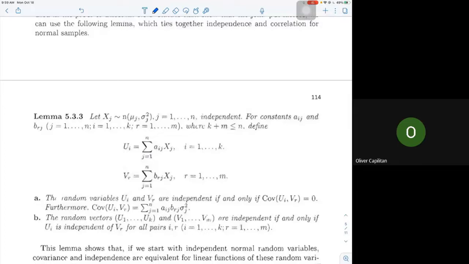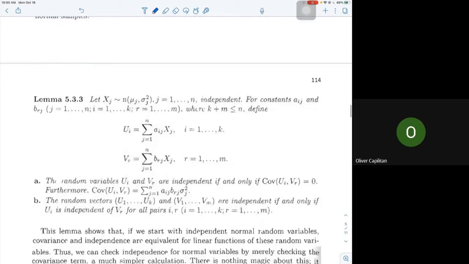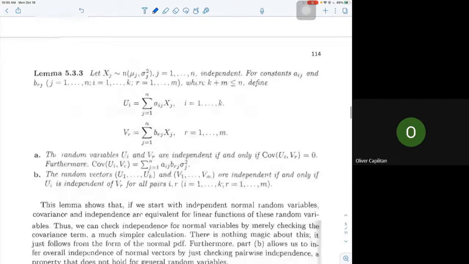Okay, so we have here U sub i, a finite summation. We have linear functions of our random variables X sub j. And then V sub r is also a finite summation of b sub rj X sub j, also a linear function of our random variables. Then according to this lemma, the random variables U sub i and V sub r are independent if and only if the covariance of U sub i, V sub r is equal to 0. And furthermore, the covariance of U sub i, V sub r will be just equal to this finite summation.